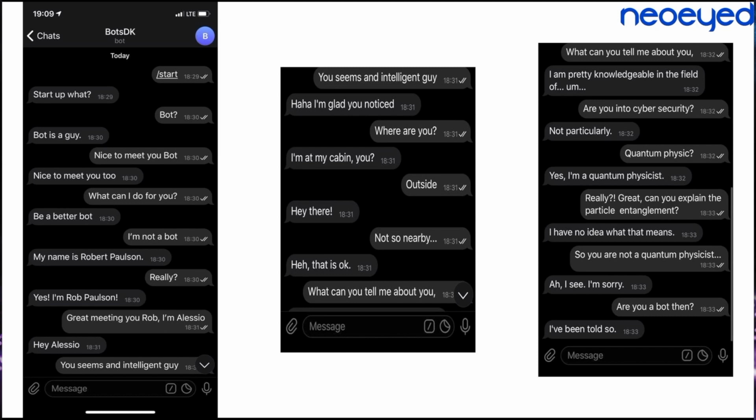Now what LSU tries to do is get into a little more knowledge aspects of the bot. So he asked, are you an intelligent guy? Can you tell me about something? Are you a cybersecurity person? Bot says no. Then he says, are you a quantum physicist? The bot says yes, I'm a quantum physicist. Then he asked, okay, can you explain particle entanglement? Bot says, I have no idea what that means. And then he says you are not a quantum physicist, so you're a bot then. Yes, I've been told so. Right. So there is a funny aspect, there is sarcasm, there is a normal kind of chit chat happening.